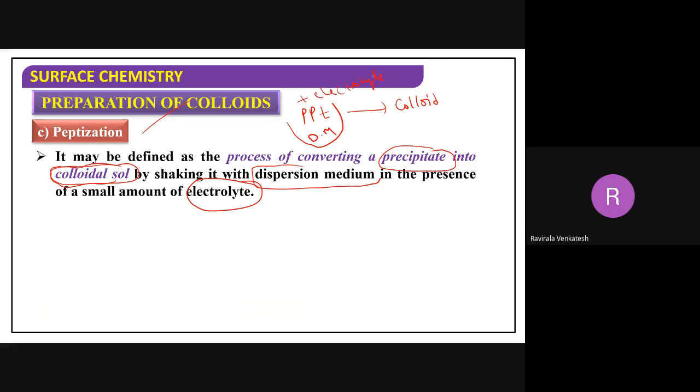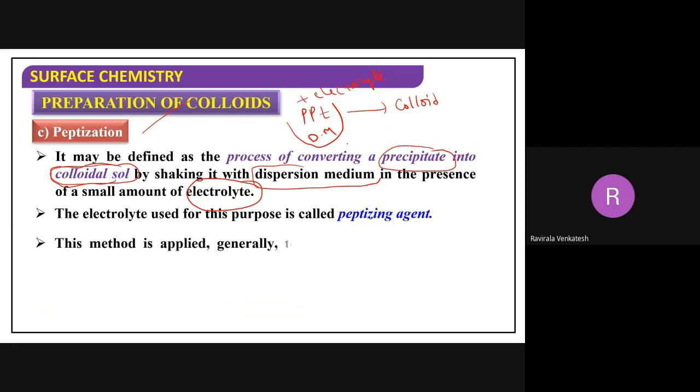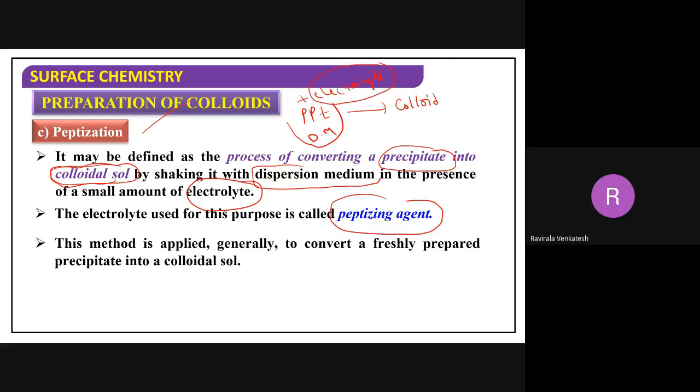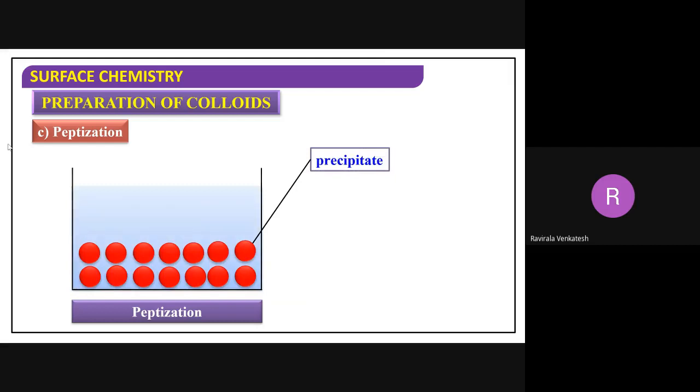What is an electrolyte? In the last class I told you that. The electrolyte used for this process is called the peptizing agent. The agent which brings about peptization is called the peptizing agent. So conversion of precipitate into colloid, with addition of a suitable dispersion medium and the electrolyte, is called peptization. This method is applied generally to convert a freshly prepared precipitate. When in the reaction mixture you get a freshly prepared precipitate, it will convert into colloidal solution by adding some electrolyte. It's a very, very important definition, peptization: conversion of precipitate into colloid by the action of electrolyte.